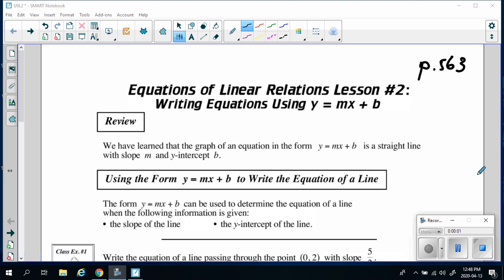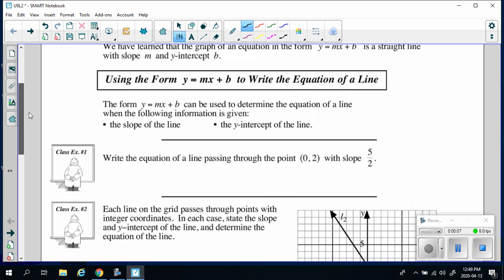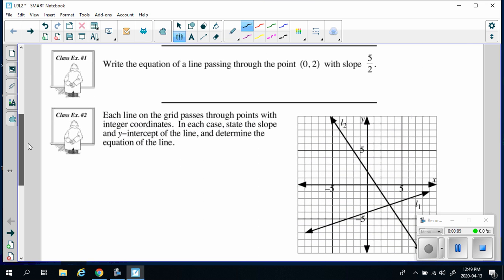Page 563, lesson number 2, writing equations in the form y equals mx plus b. So last time we looked at what that equation means, and now we're supposed to be able to write equations. So write the equation of a line passing through the point (0, 2) with this particular slope.